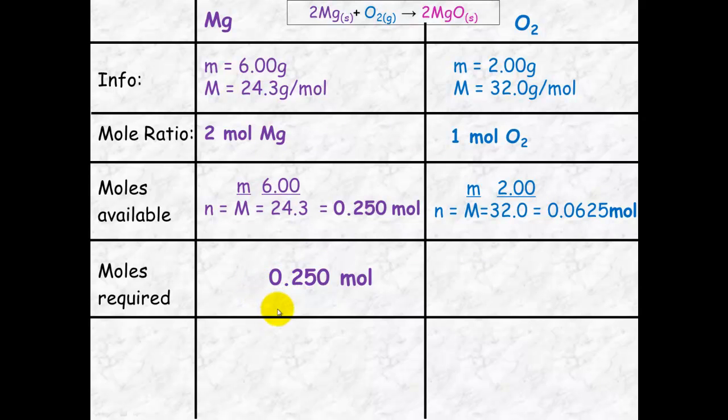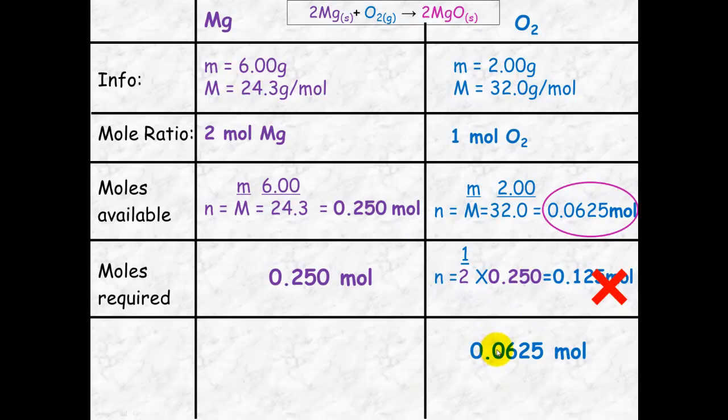The moles required, if I have 0.250 mole of magnesium, I'm going to need, on a 1 to 2 ratio, unknown over known, times 0.250, I'm going to need 0.125 mole of oxygen. Do I have this much oxygen available? I have a look up here. No, I don't have that much available, so this is not our option. Let's look the other way.